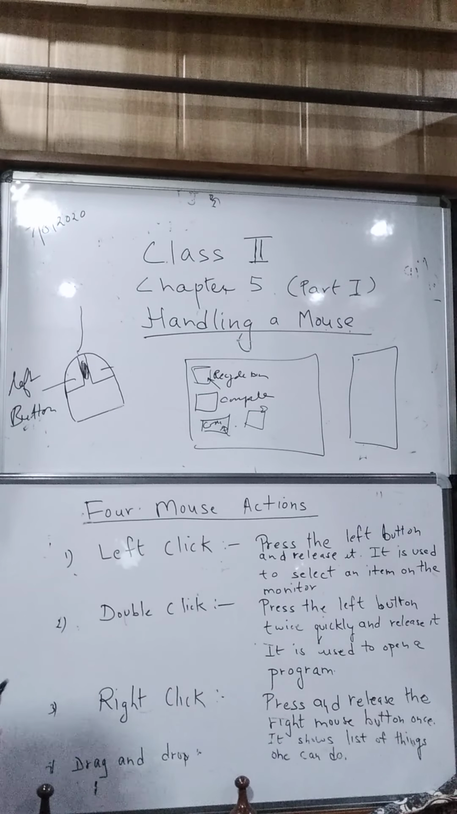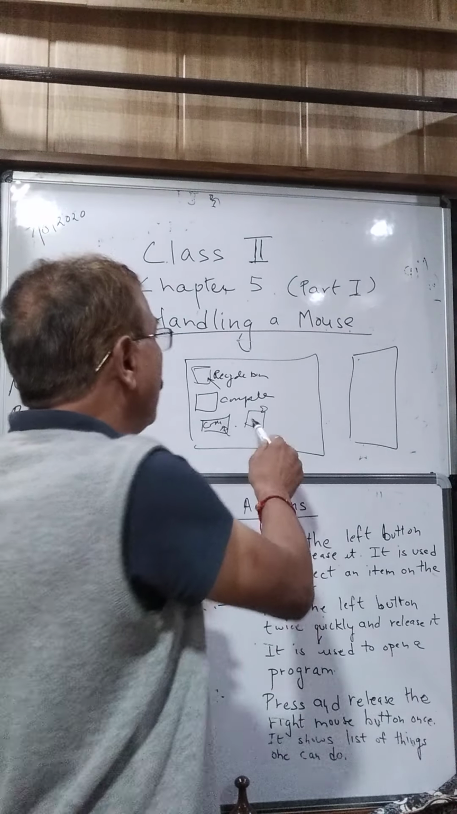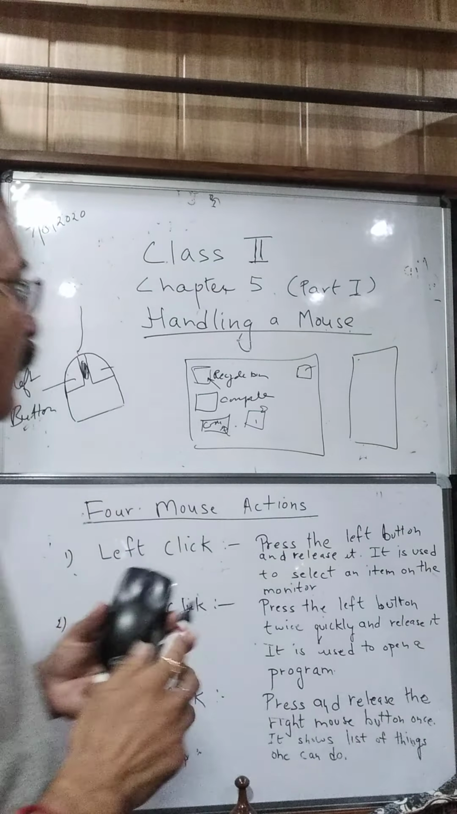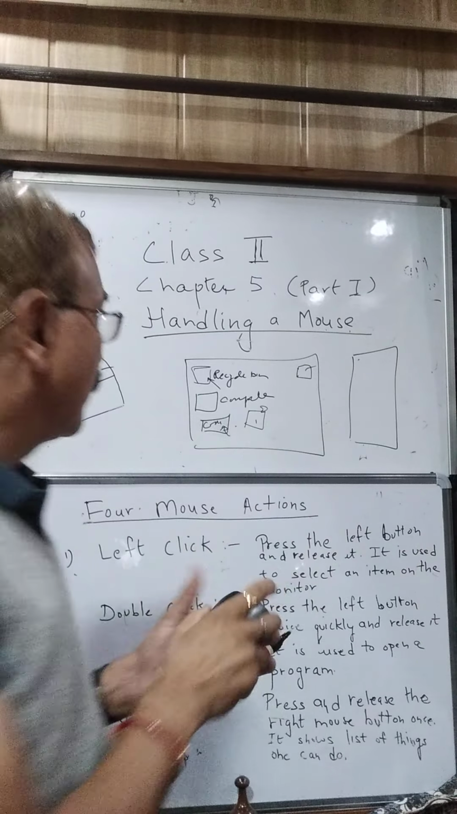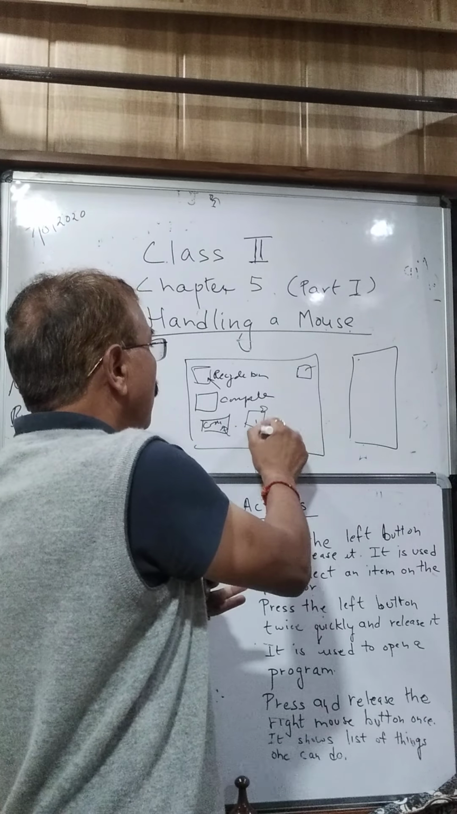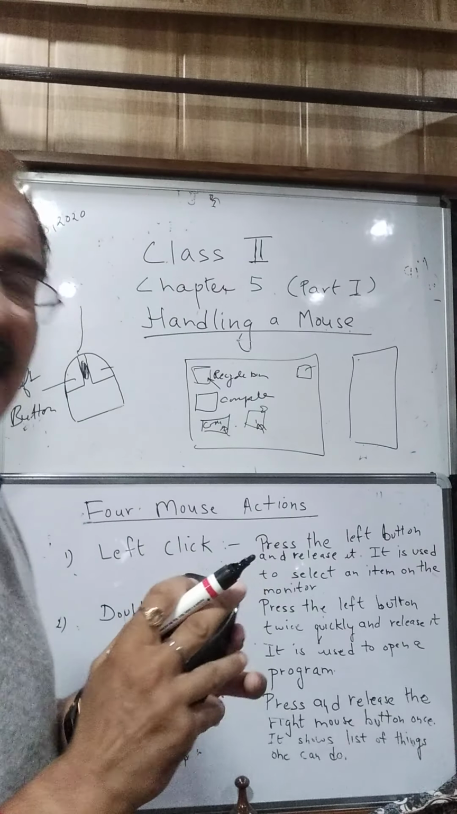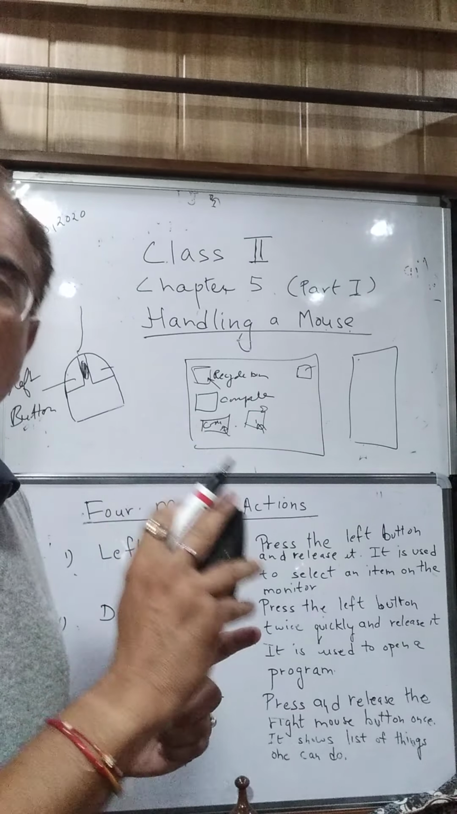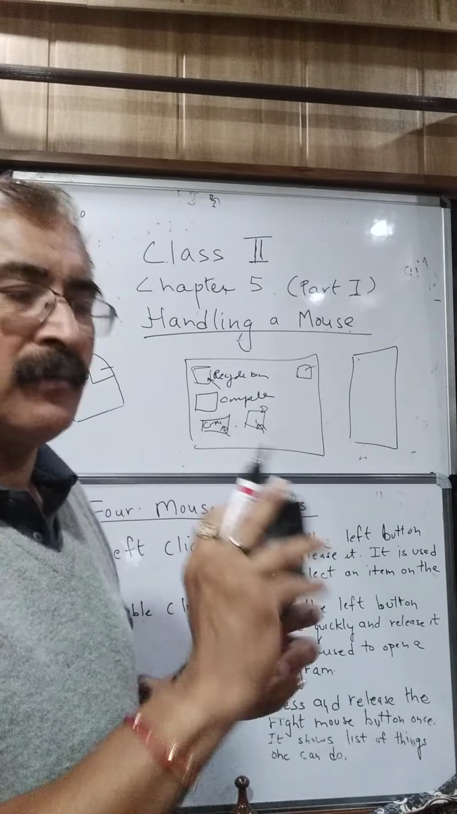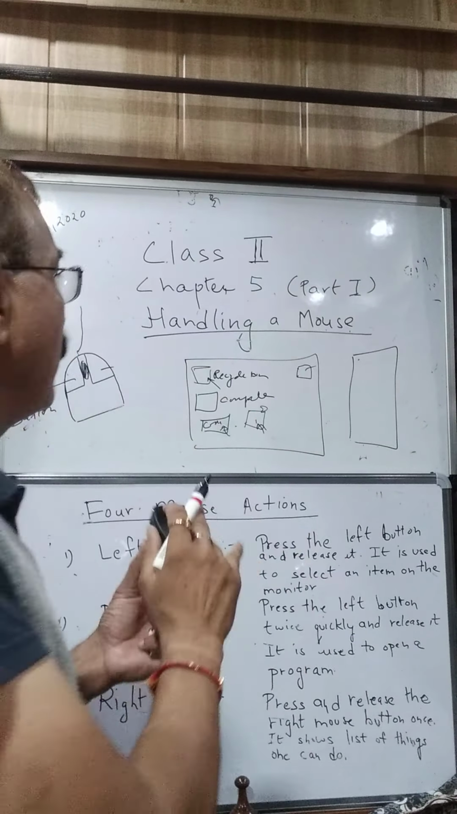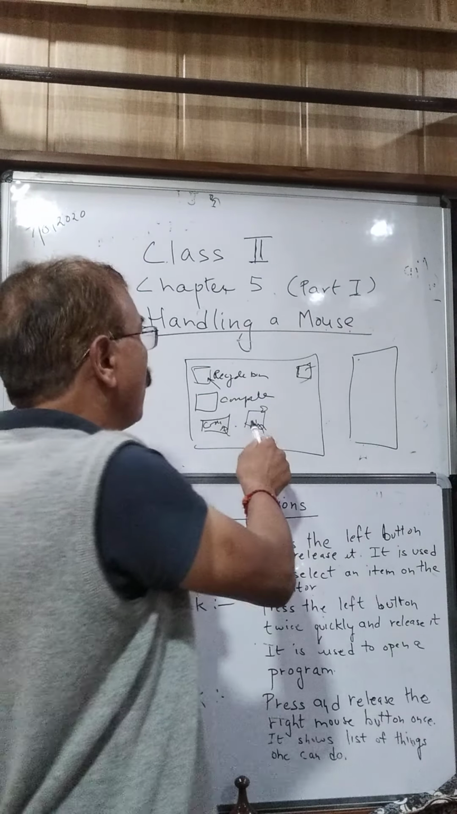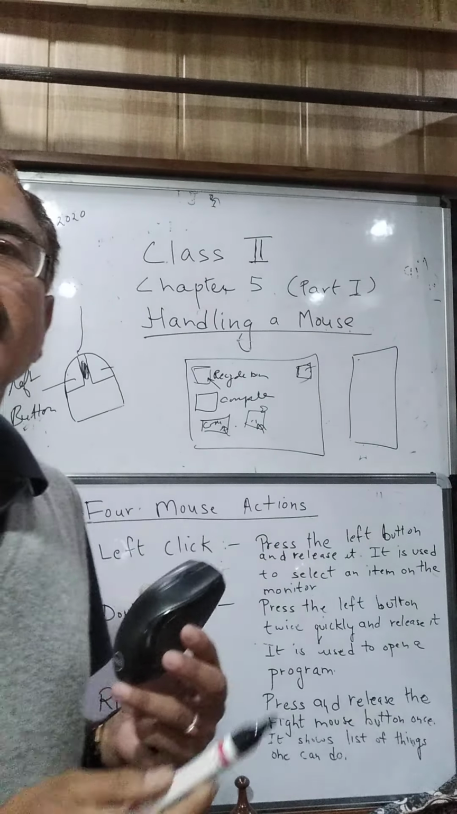Now, what is drag and drop? Suppose I want to bring this folder to this corner of the screen. First, you bring the mouse pointer by moving the mouse, and press the left button. Keep pressing it and drag the mouse. Suppose you want to take it here, you drag it and then release the button. This folder will come here. So this is called drag and drop.